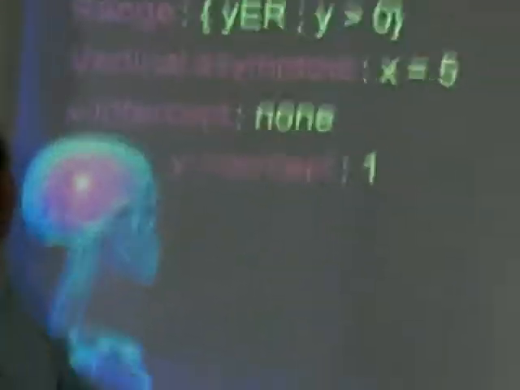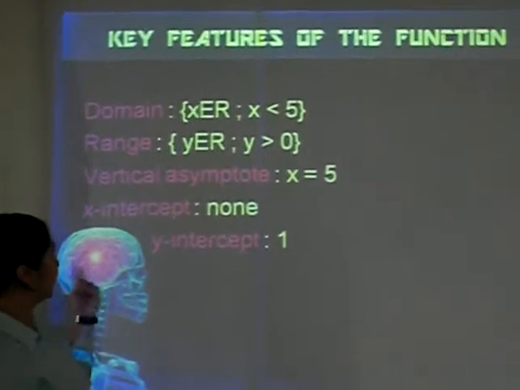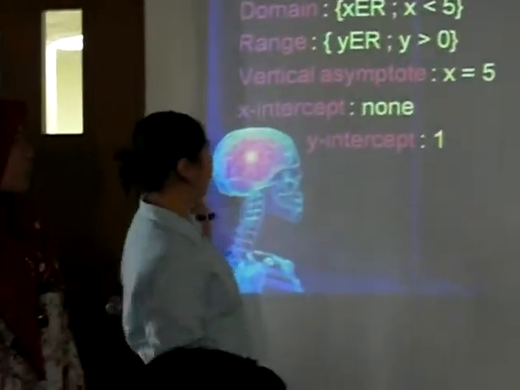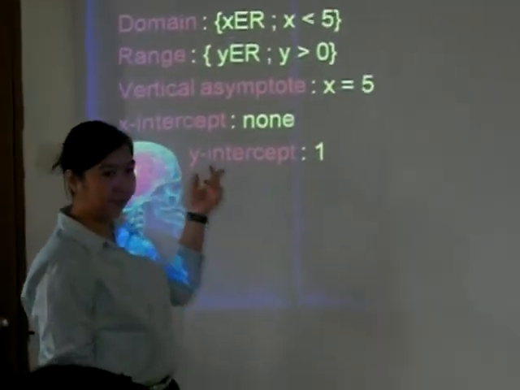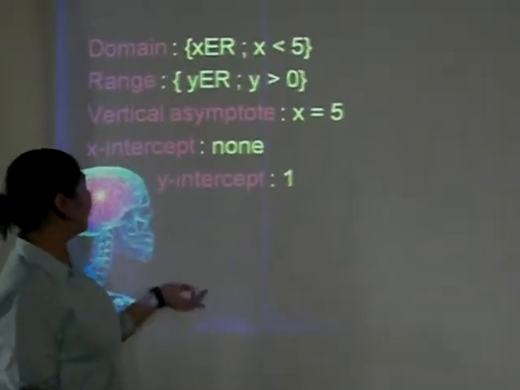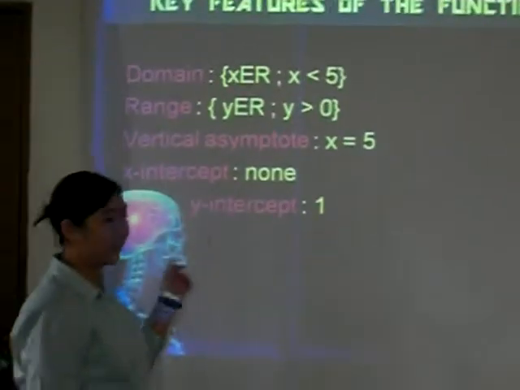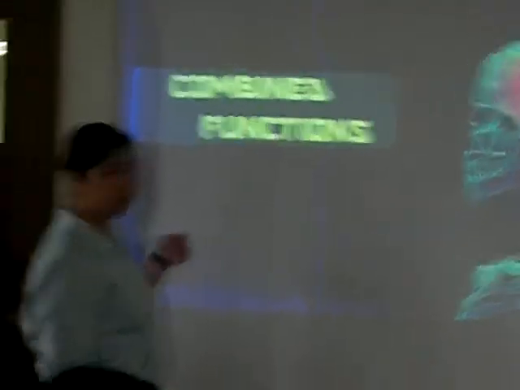And the key features are X is lower than 5. The range is Y more than 0, and the graph actually has a vertical asymptote of X equals to 5. It doesn't have any X intercept, while the Y intercept is actually at 1. Vertical asymptote?